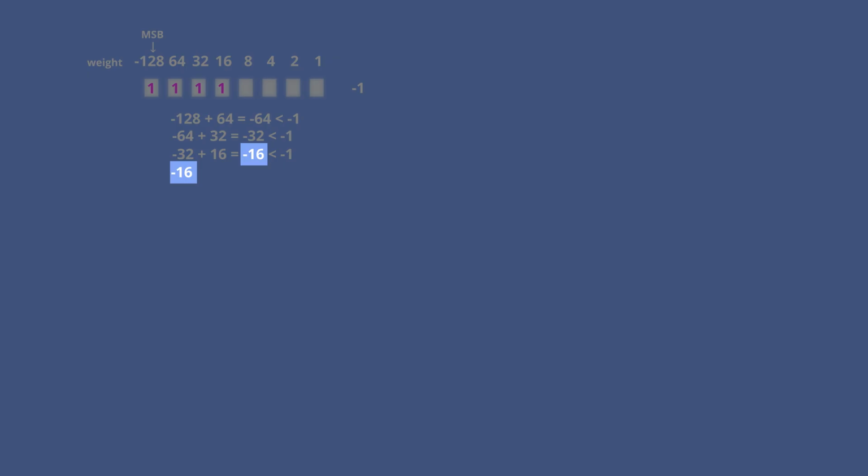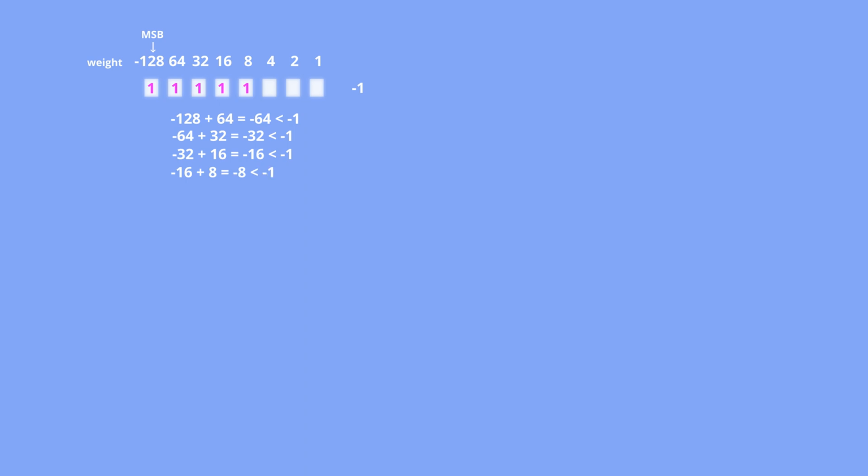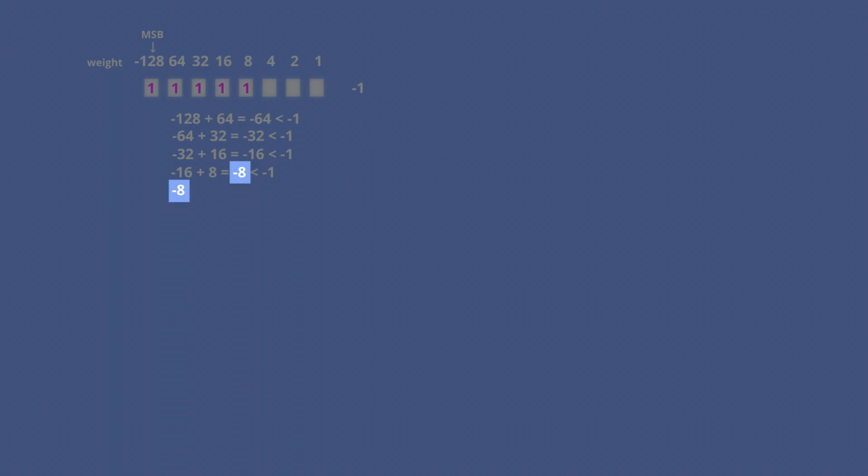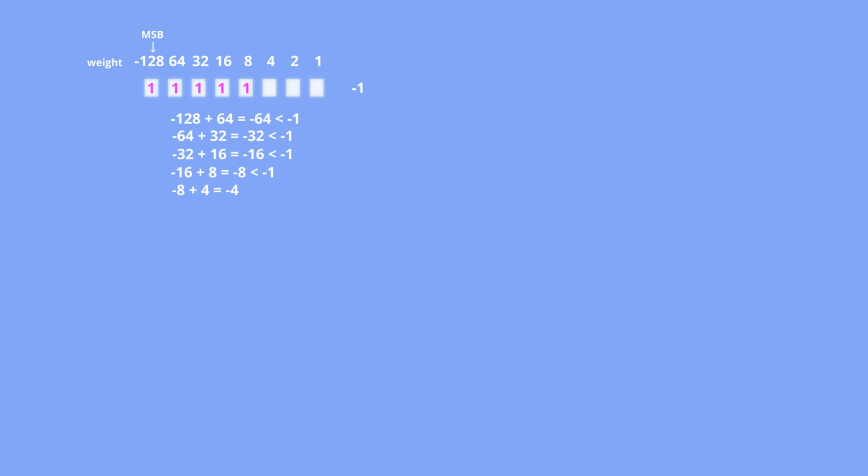We need to take 8 because negative 16 plus 8 equals negative 8, and negative 8 is less than negative 1. We need to take 4 because negative 8 plus 4 equals negative 4, and negative 4 is less than negative 1. We need to take 2 because negative 4 plus 2 equals negative 2, and negative 2 is less than negative 1. And finally, we take 1 and obtain negative 1.